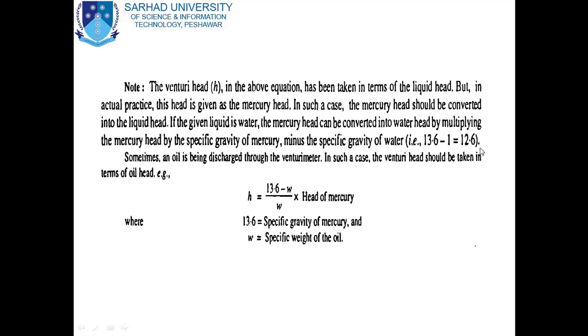Sometimes an oil is being discharged through the Venturimeter. In such a case, the Venturi head should be taken in terms of the oil head, that is H is equal to 13.6 minus omega divided by omega into the head of mercury. Here 13.6 is the specific gravity of mercury and omega is the specific weight of oil.